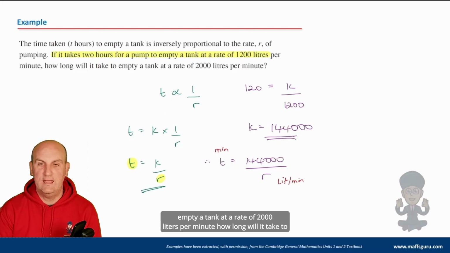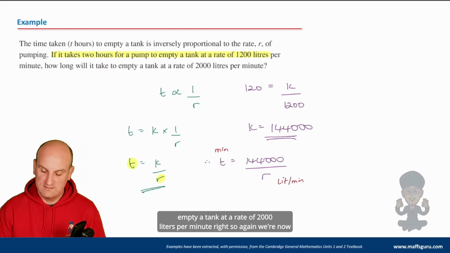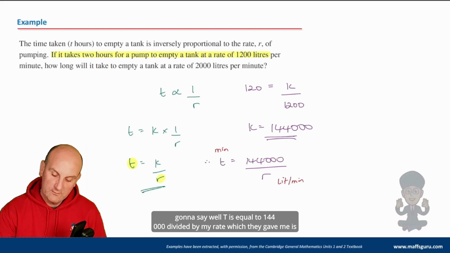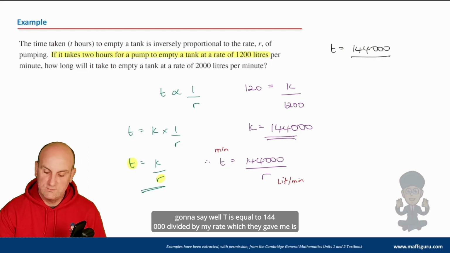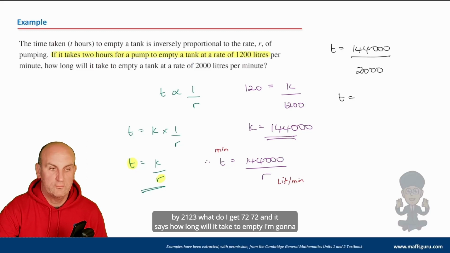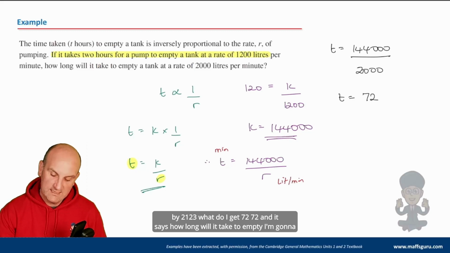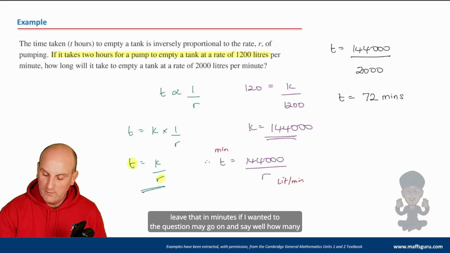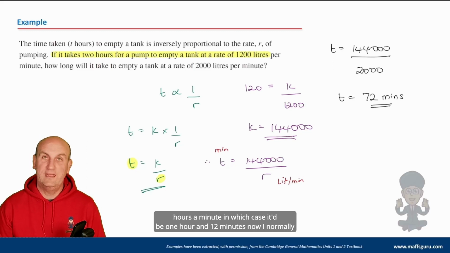All right, so they've been giving me that information. How long will it take to empty a tank at a rate of 2,000 litres per minute? Right, so again, we're now going to say, well, t is equal to 144,000 divided by my rate, which they gave me as 2,000. And again, not wishing to conceal the screen, but if I now do 144,000 divided by 2,000, what do I get? 72. And it says, how long will it take to empty? I'm going to leave that in minutes. The question may go on and say, well, how many hours and minutes? In which case it'd be 1 hour and 12 minutes.